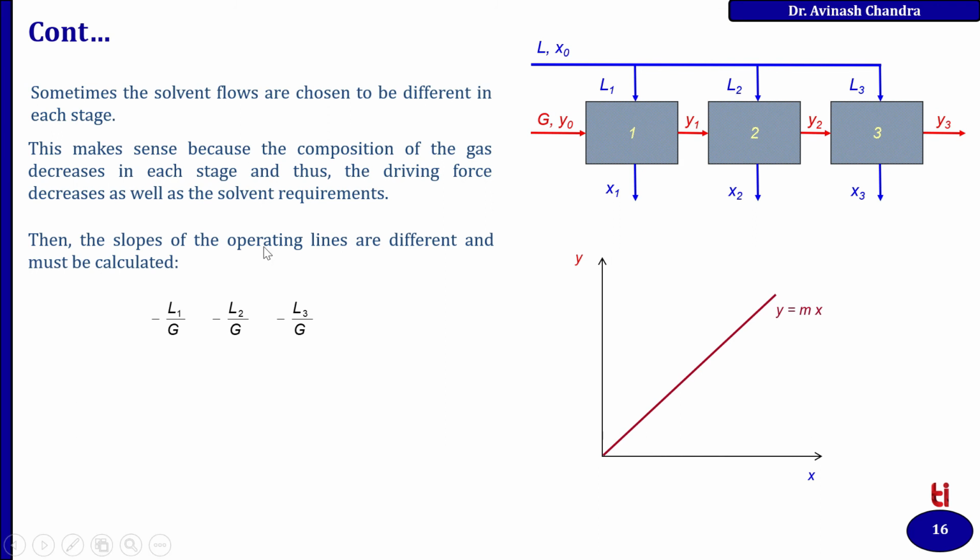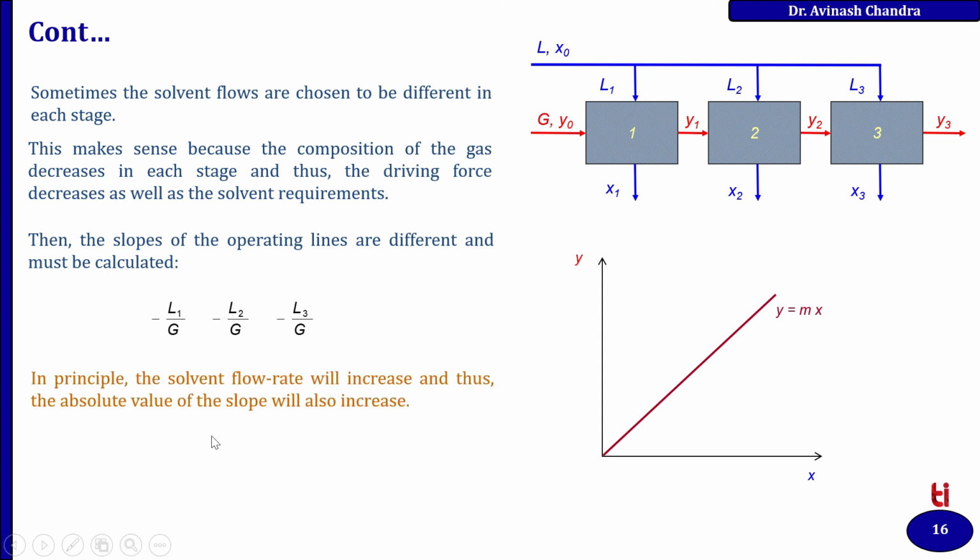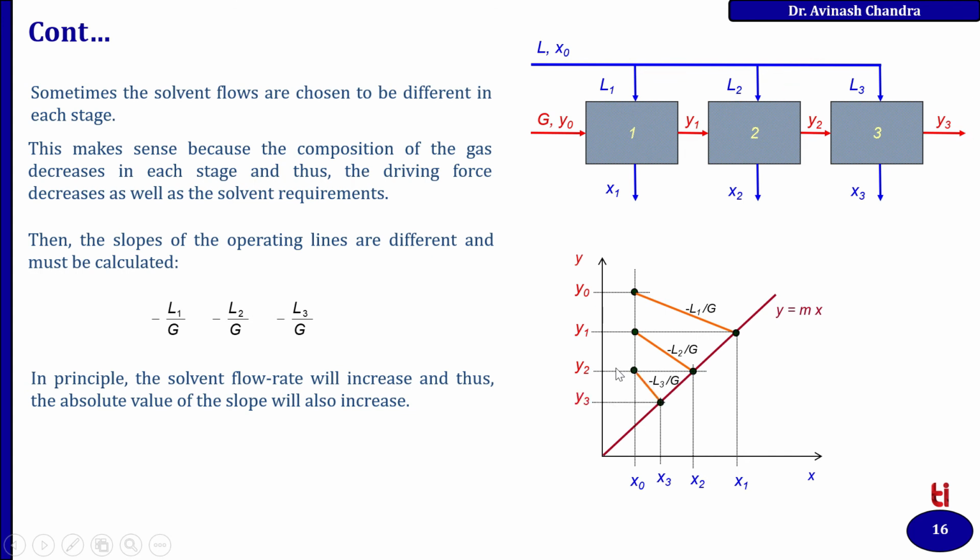So in that case, in stage 1, the slope will be minus L1 upon G. In stage 2, the slope will be minus L2 upon G. In stage 3, minus L3 upon G. And in principle, the solvent flow rate will increase, and thus the absolute value of the slope will also increase. You can see the slope of every line is changing.